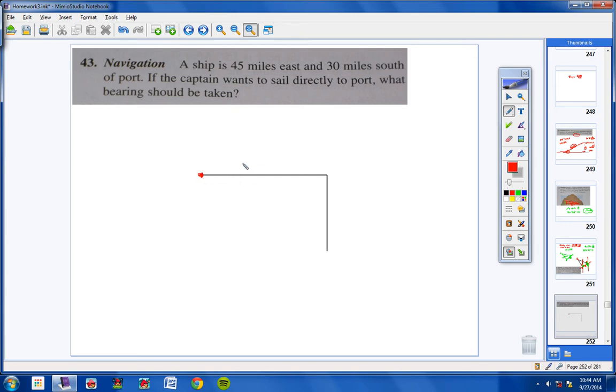A ship is 45 miles east and then 30 miles south. So here's the ship right here. Okay, I'm going to go ahead and draw a line right here. I'm going to assume I'm going to need that eventually. And it says, if the captain wants to sail directly to the port, what bearing should he take?